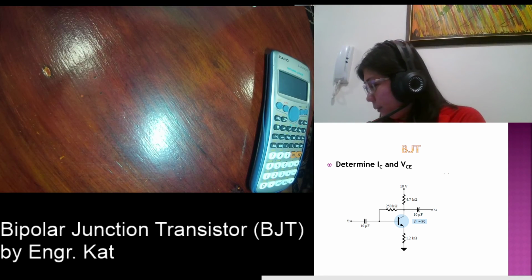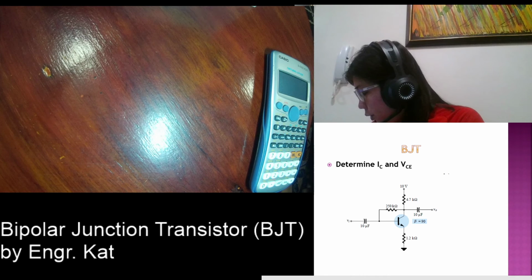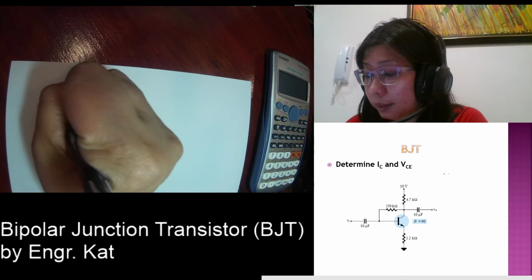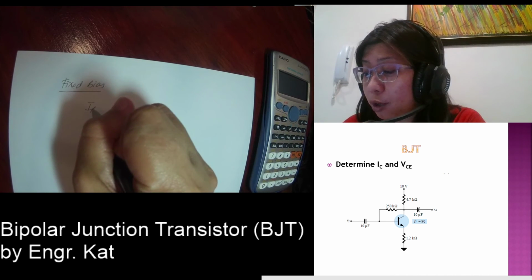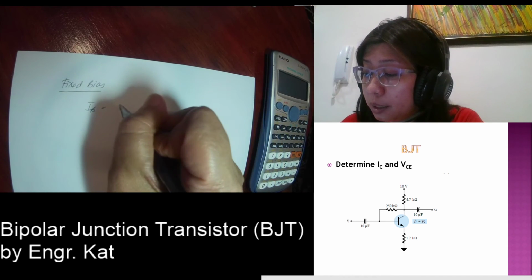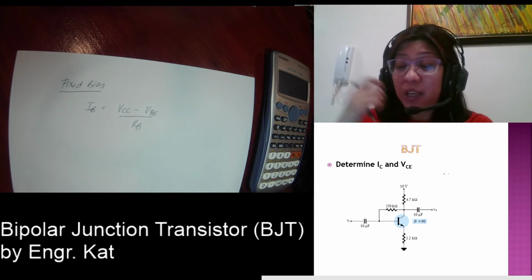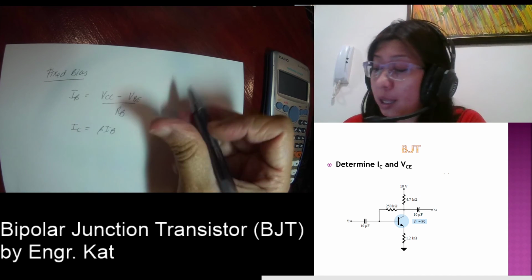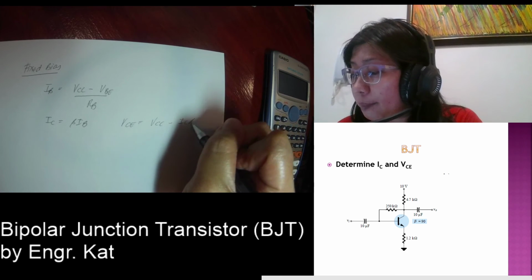Let us summarize the four. For fixed bias, what is your IB? Actually, everything you start from solving for IB. So IB is just your VCC minus your VBE all over RB. Knowing IB, you can solve for IC, which is beta IB, and then you can solve for your VCE, which is equal to VCC minus IC times RC.